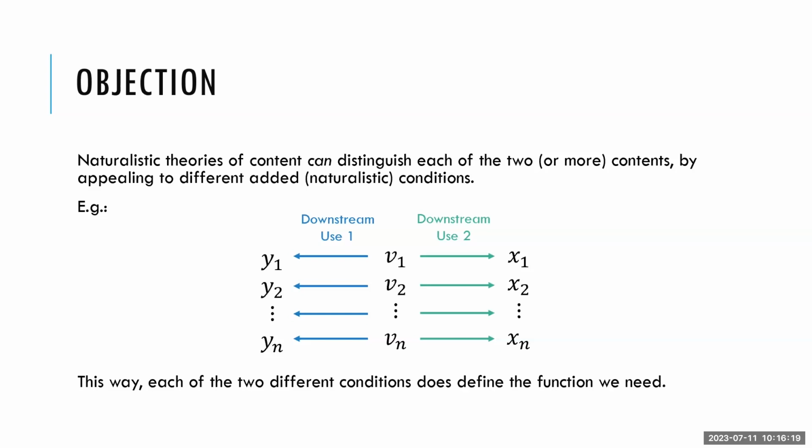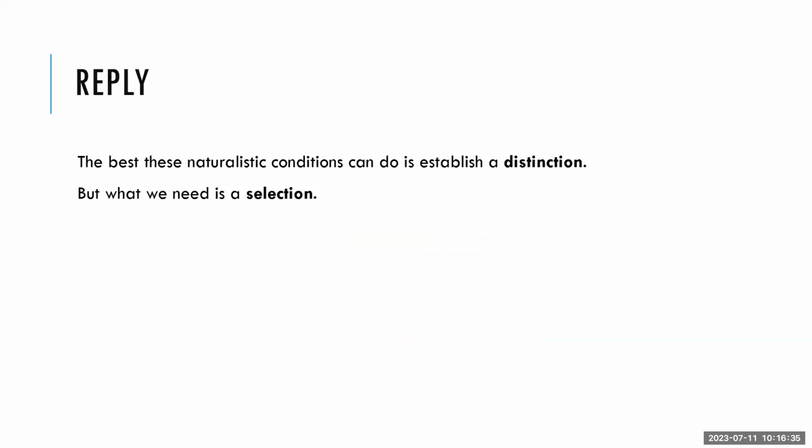So that would be the objection, and it sounds pretty good, but we don't buy it. It sounds pretty good because you're sneaking in an observer as you're saying this objection. So the reply is that these added conditions that naturalistic theories appeal to, the best they can do is establish a distinction, but what we need is a selection.